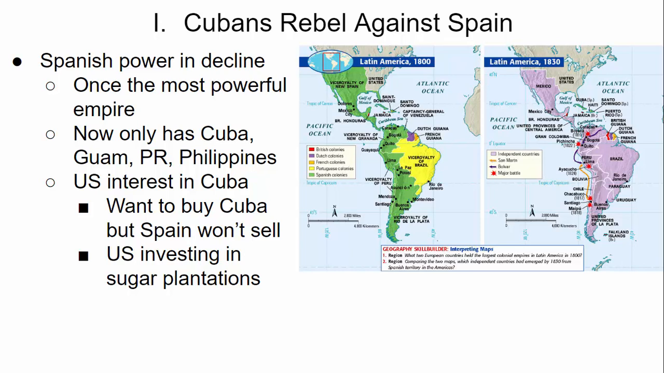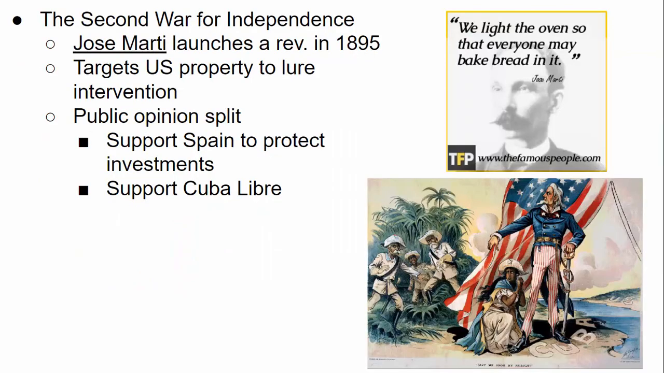And so what we see are lots of U.S. investors buying up land in Cuba and beginning to have sugar plantations, okay? Sugar grows really well in Cuba, and you could make a lot of money off of that, okay? So you have the establishment of these U.S. sugar plantation investments in Cuba.